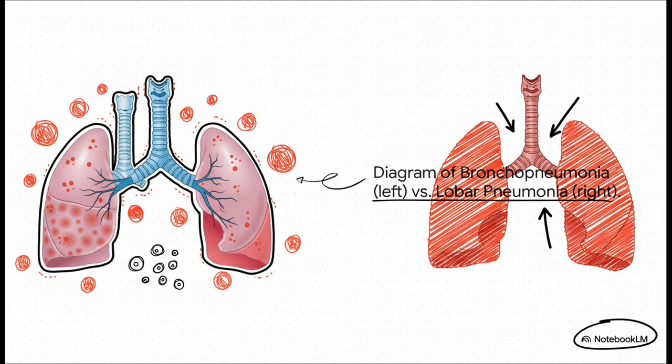Look at this diagram. See? It makes it so clear. On the left, bronchopneumonia. See the scattered spots? And on the right, lobar pneumonia. It's one solid block of infection. This picture tells you everything you need to know to tell them apart.